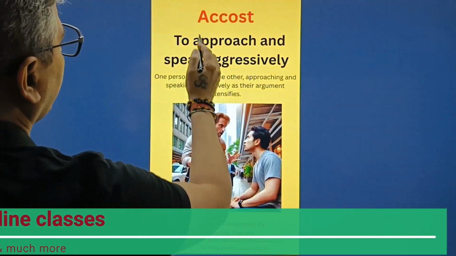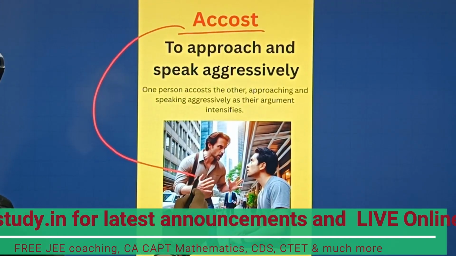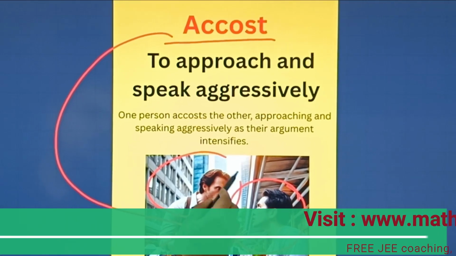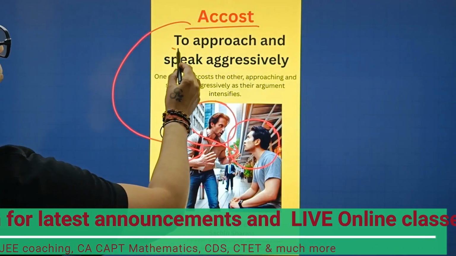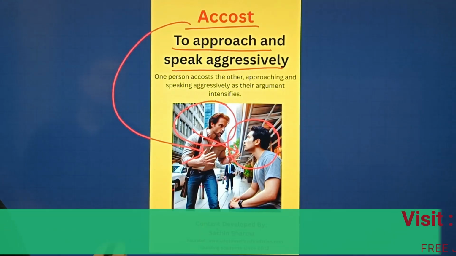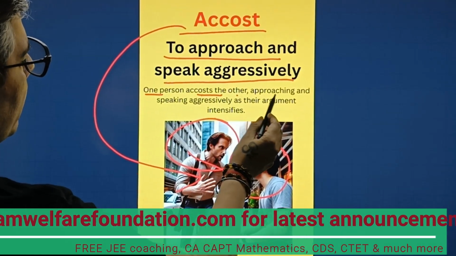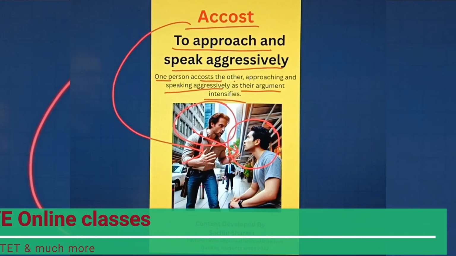Now the next word is accost. What we can see in the picture is a person speaking to another person and this particular person is showing some aggression here. The meaning of this one is to approach and speak aggressively. Now let's understand with the help of the sentence as well. One person accosts the other, approaching him and speaking aggressively as their argument intensifies.